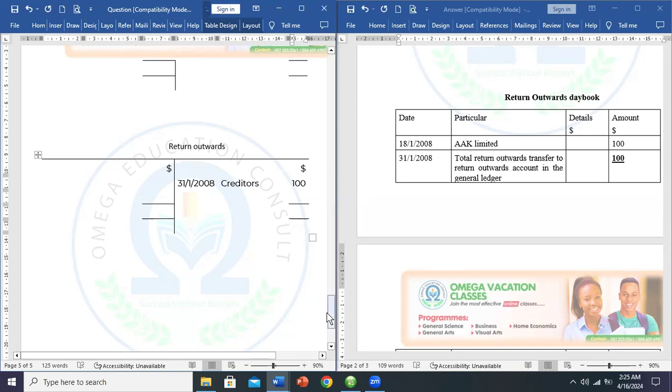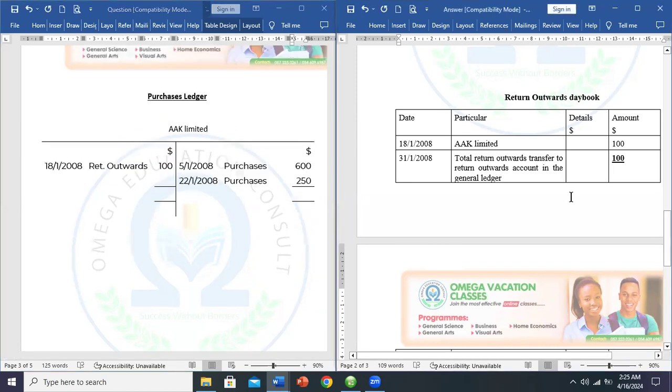Now, some questions can go ahead to tell you to balance off the account and extract the trial balance, which I believe you can easily do. You balance off with your carry down, brought down for each of them. Okay, so this is it for this exercise. Any comment on this exercise before we move on to discuss further issues?